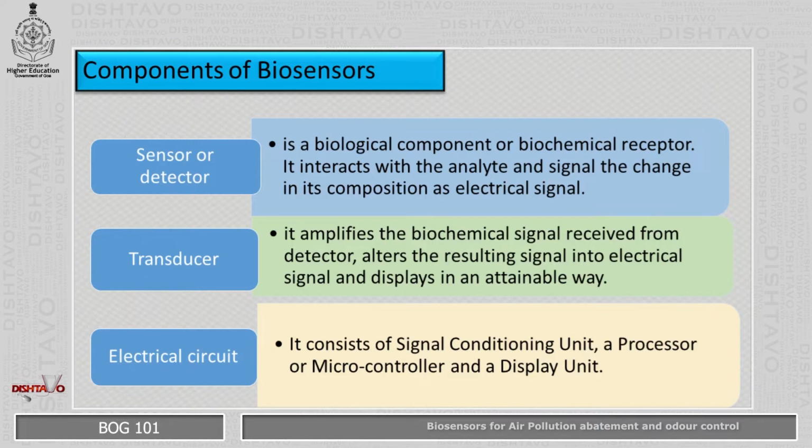Transducer amplifies the biochemical signal received from the detector and alters the resulting signal into an electrical signal and displays it on the electrical screen. So it consists of a signal conditioning unit, a processor or a microcontroller and a display unit.